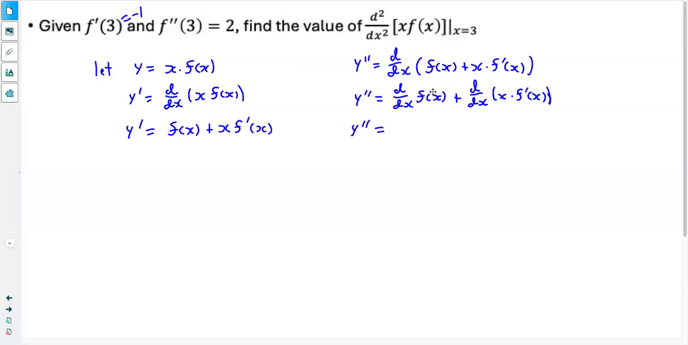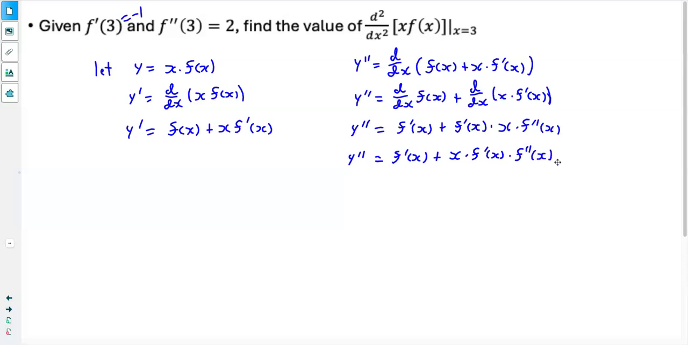So that makes our second derivative f prime of x plus, we have our product rule here, so f prime of x times x times f double prime of x. We'll just reorder some of this in the next line. So we've got y double prime, our second derivative, is f prime of x plus x times f prime of x times f double prime of x. Now we'll start filling it out.